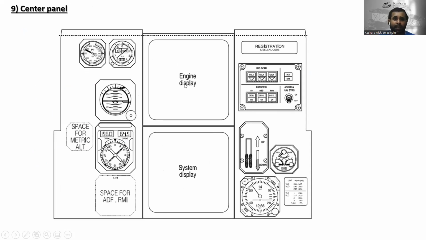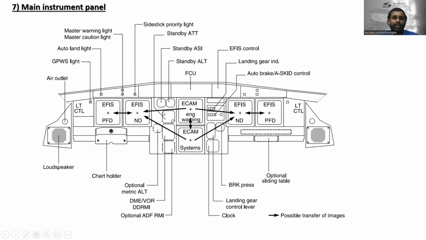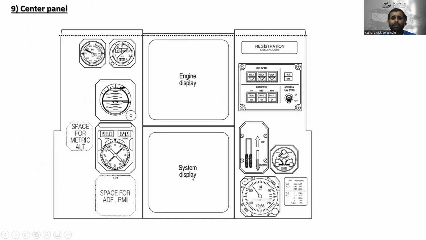Okay, so this is the center panel. Okay, you can see the center panel. This is the engine display. Center panel means here. This is the engine display, system display. Okay, this is the registration with the call code over there, and this is the landing gear. Okay, and these are the anti-skid nose wheel steering buttons, right? All right, you can see the space for the metric altimeter.